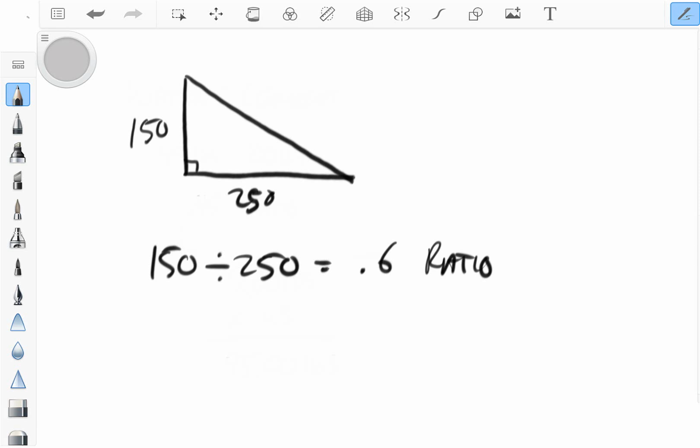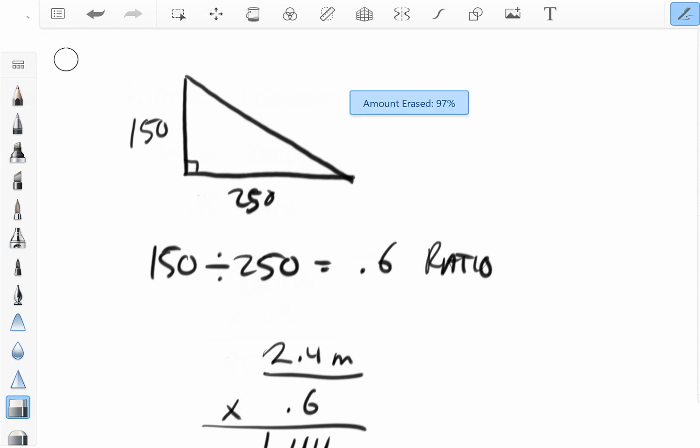So now let's say we are given a run of 2.4 meters. How much is the rise on that particular rafter? Well, we take the 2.4 and we simply multiply that by 0.6, our ratio. So we'll multiply that and it gives us 1.44 meters. So now we've developed a ratio between these two numbers. Okay, we're going to take this one step further now.